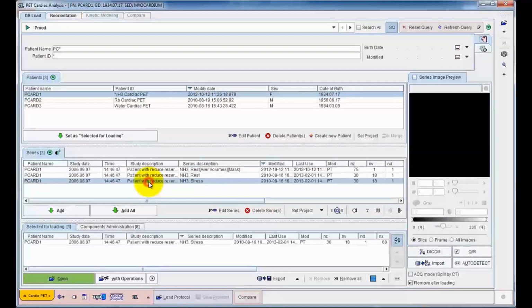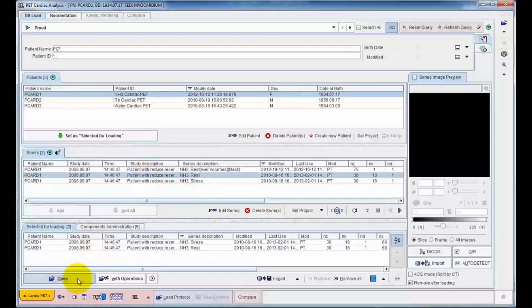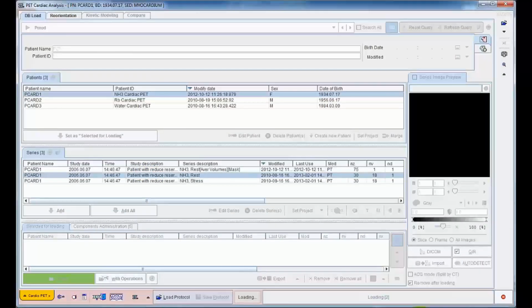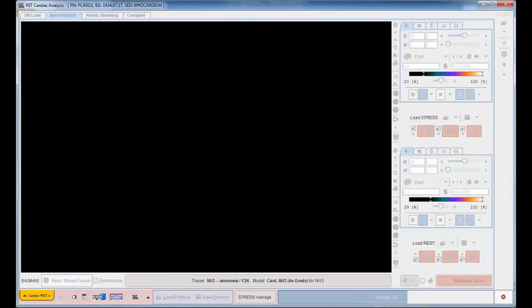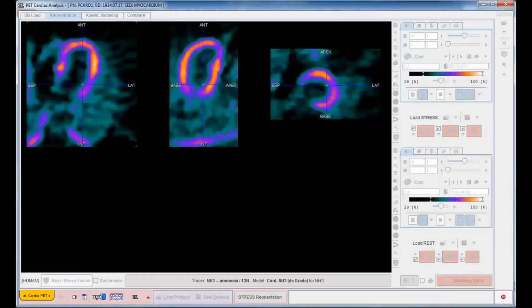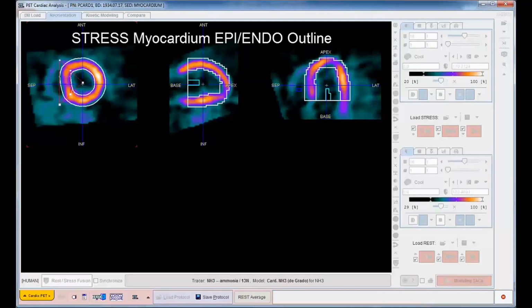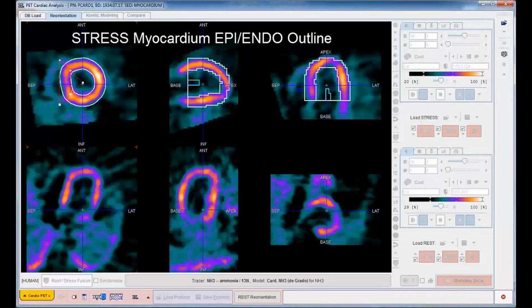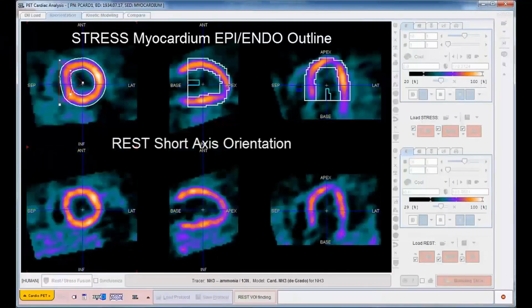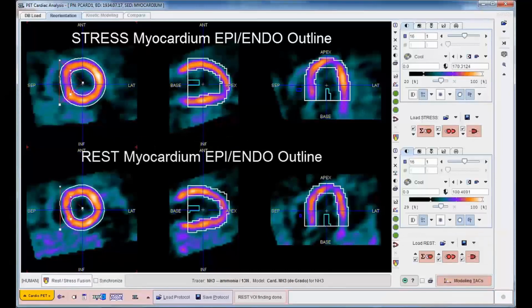Both rest and stress images are loaded into the cardiac PET tool. The stress images appear in the upper row, and the rest images in the lower row. Rest and stress data analysis is performed in parallel. Next, the images are brought into the standard short axis orientation, which is the basis for the standard 17-segment definition. The program then detects the outline of the myocardium and uses this model of the left ventricle for calculation of the segmental PET uptake during each acquisition.